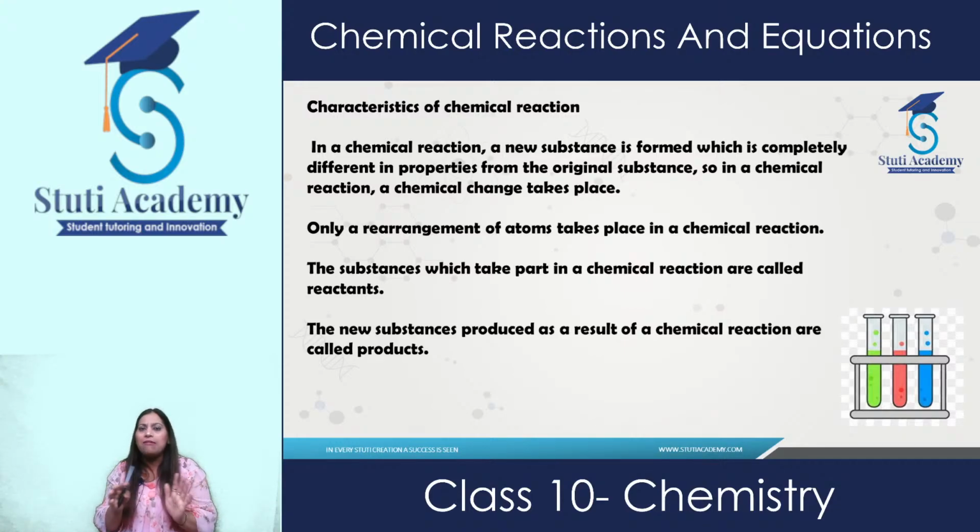And when this chemical reaction takes place, there is a rearrangement of atoms also taking place. This we'll discuss later in this chapter, how this happens. The substances which are involved in a chemical reaction are known as reactants. And the new substances, rather, which result from the chemical reaction are known as products.